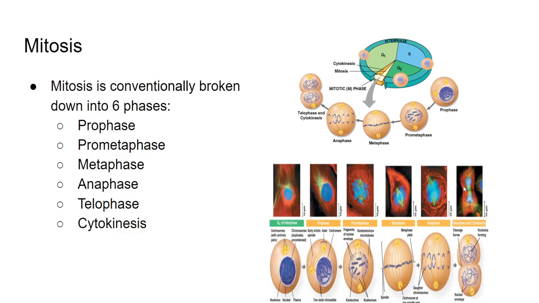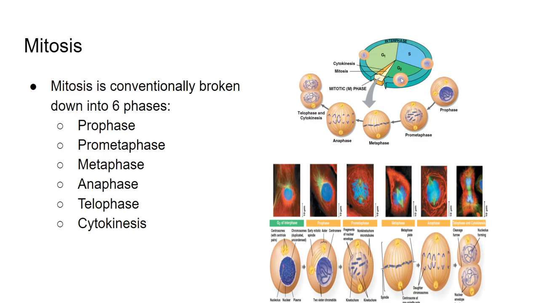Let's talk about mitosis now. So mitosis is conventionally broken down into 6 phases. We have prophase, prometaphase, metaphase, anaphase, telophase, and cytokinesis. So I'm going to talk about each phase here and just describe what actually happens in each of these phases. So we talked about the interphase, which is where a cell spends 90% of its life before it goes into mitosis.